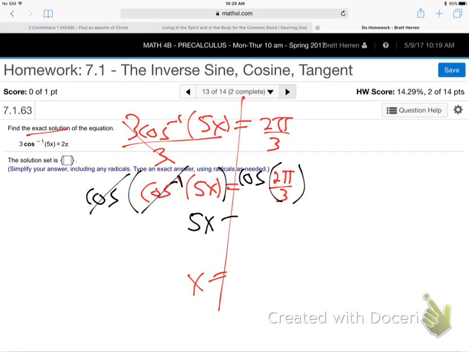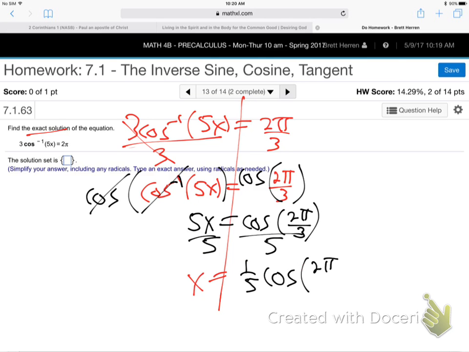So then 5x is regular cosine of 2 pi over 3. Last step, just divide by that 5. So it's 1/5 cosine of 2 pi over 3. There it is. Is that making sense? Questions? Why did you move the 5 up and make it 1/5? Oh, you don't have to. You can totally leave it like this. Both are good. Tim?